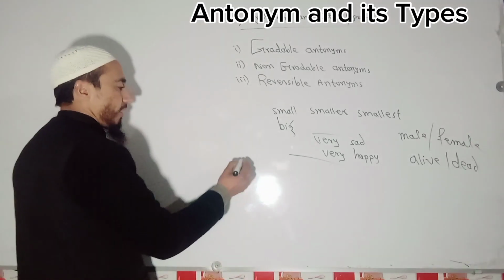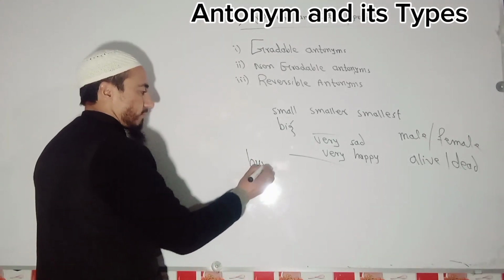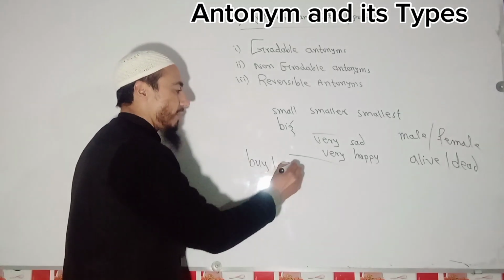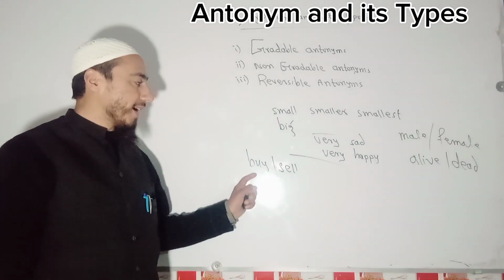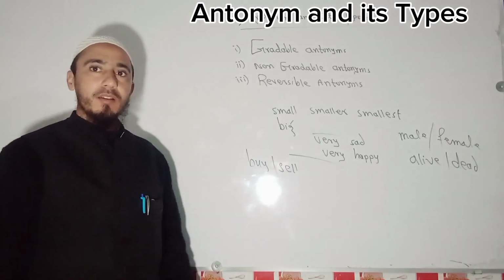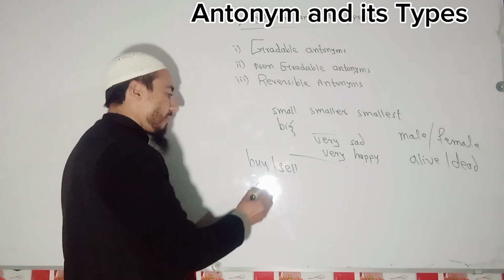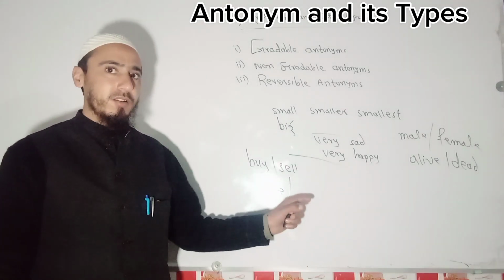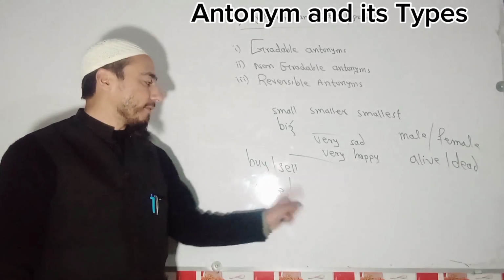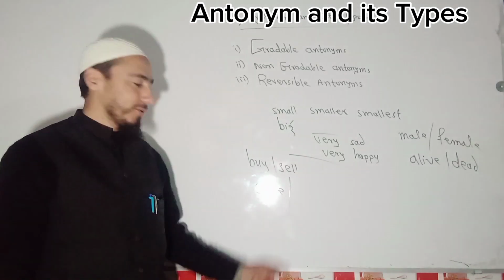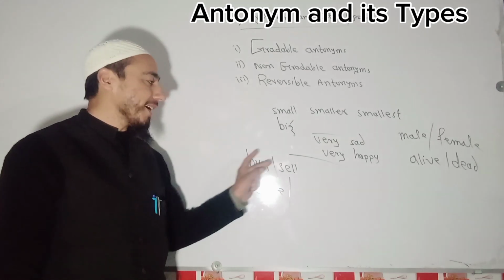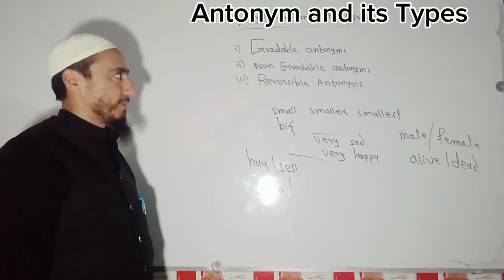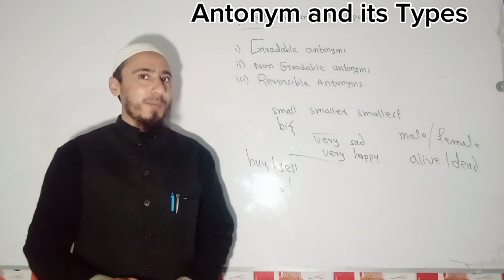For example, if I say buy, what would be the reversible form of buy? Definitely the reversible form of it would be sell. So buy and sell. If I say come, the reversible form of it would be go. So come and go, they are reversible, as are buy and sell. All these are examples of antonyms. So I hope that this topic is clear to you.